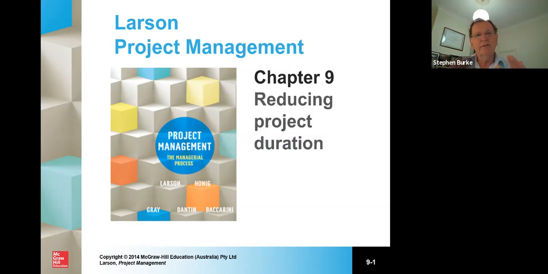Now, although this chapter is relatively short, there are some technical aspects to it, and I've gone wider afield and inserted a short clip from YouTube where someone is actually explaining the crashing by way of a whiteboard, which makes it a lot easier to understand. So there are two videos in this section.